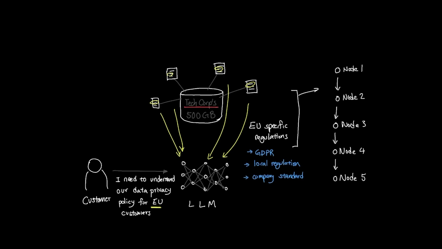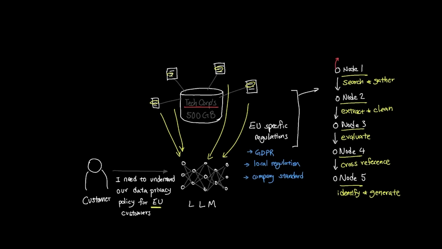For example, Node 1, search and gather privacy policy documents. Node 2, extract and clean document content. Node 3, evaluate GDPR compliance using LLM analysis. Node 4, cross-reference the local EU regulations. And Node 5, identify compliance gaps and generate recommendations. A node is an individual unit of computation, so think of a function that you can call.